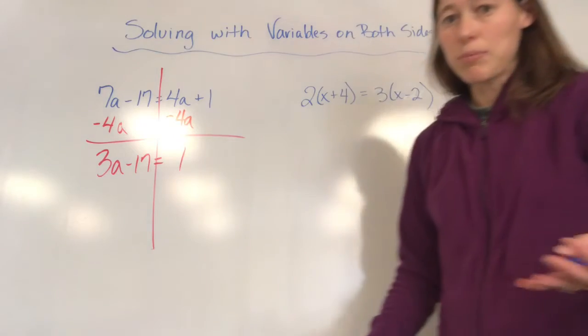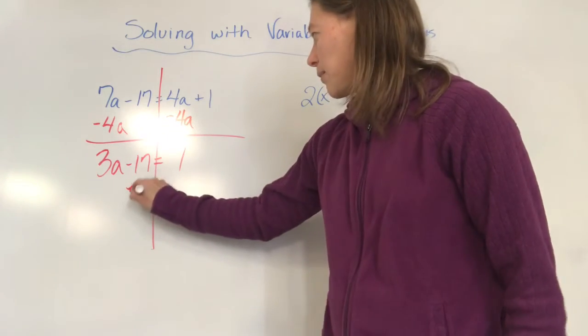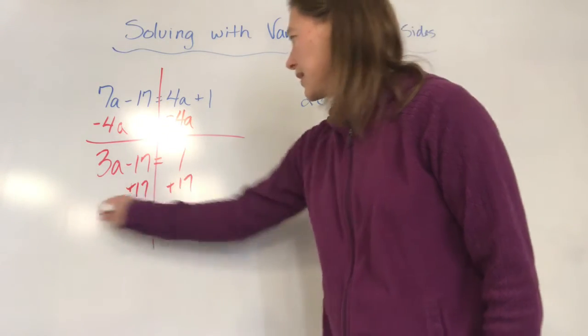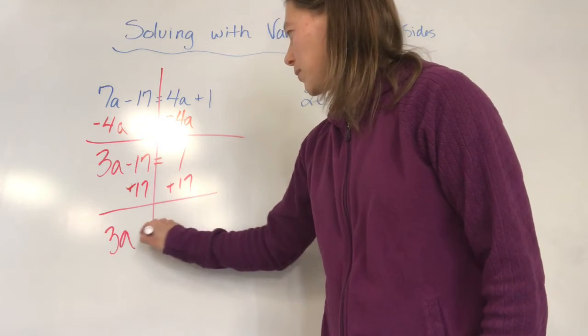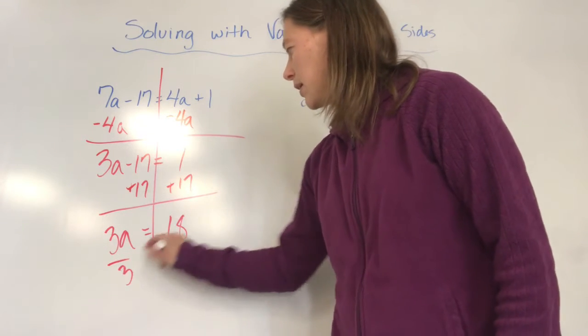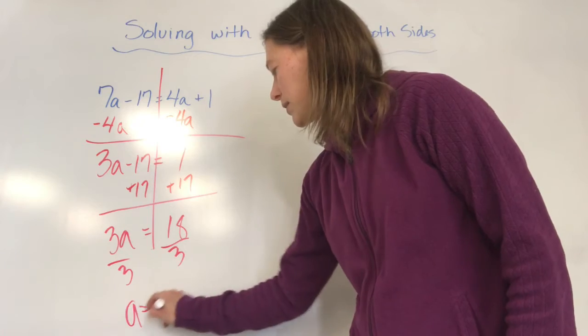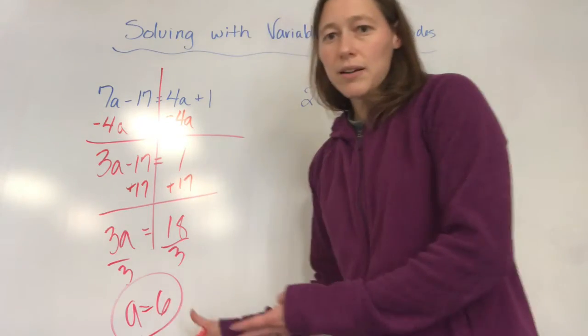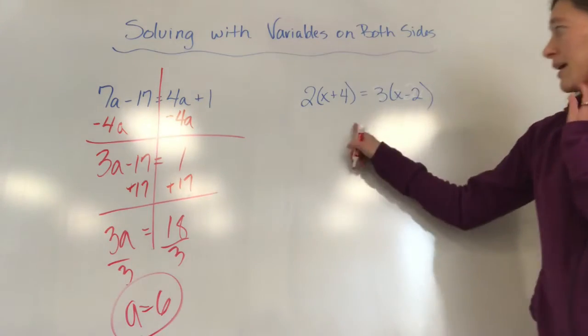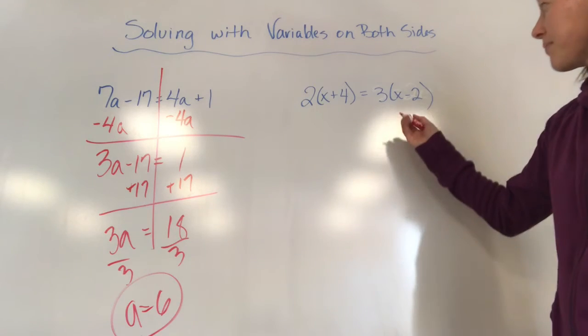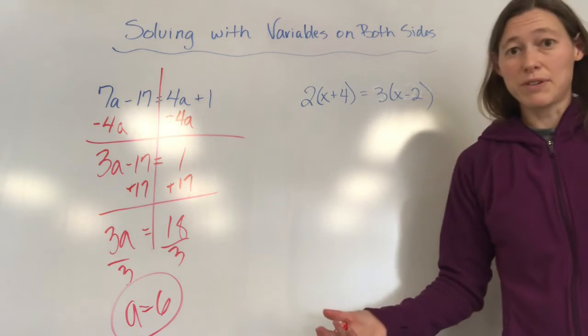And now it looks like a problem that we've done before. So now we'll add 17, add 17. 3a equals 18, divided by 3, divided by 3, a equals 6. Ta-da! Perfect. Okay, then we have something like this. Okay, we're gonna have to distribute first.